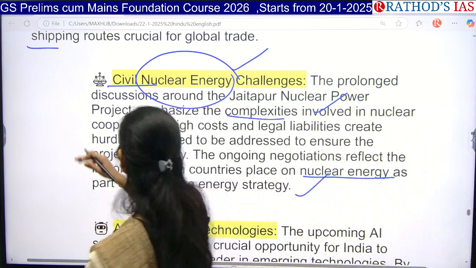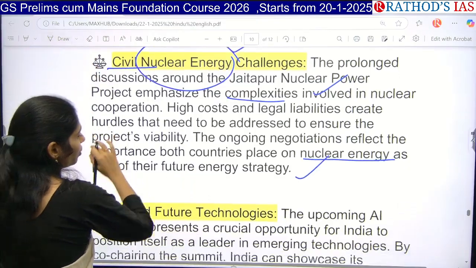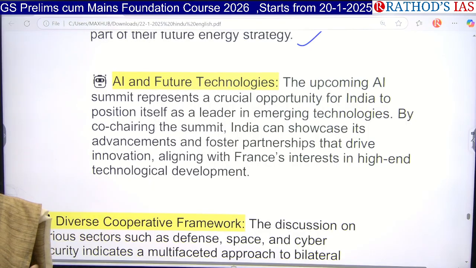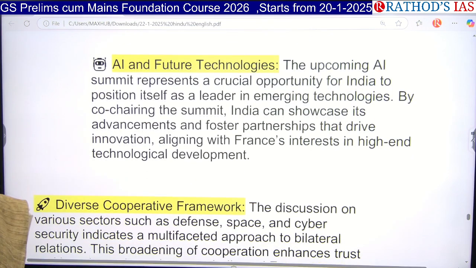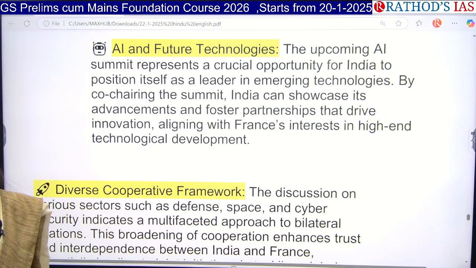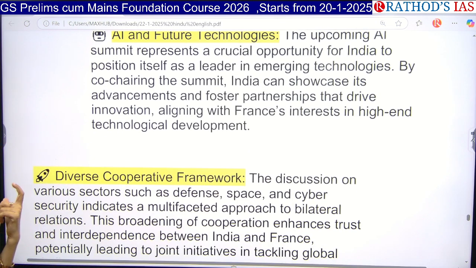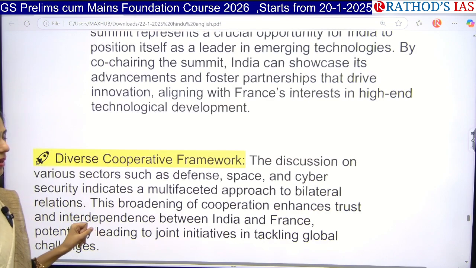And the next one here is regarding AI. We are going to have an upcoming AI summit in the month of February, around February 10th. We are having this AI summit, right? It will provide a good opportunity for India because India itself is a leader in emerging technologies. In this summit, India can showcase the advancements and innovations we did, and we can also align with France's interest in high technological development as well.